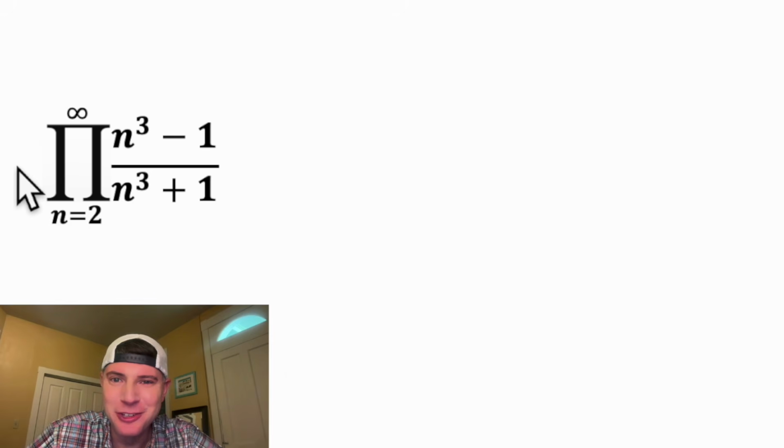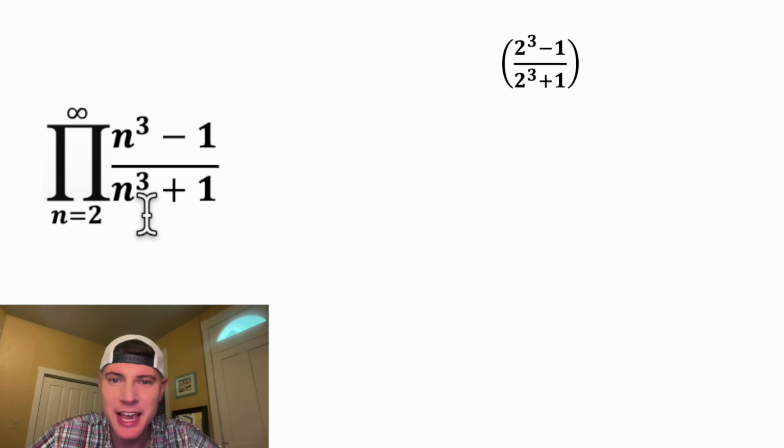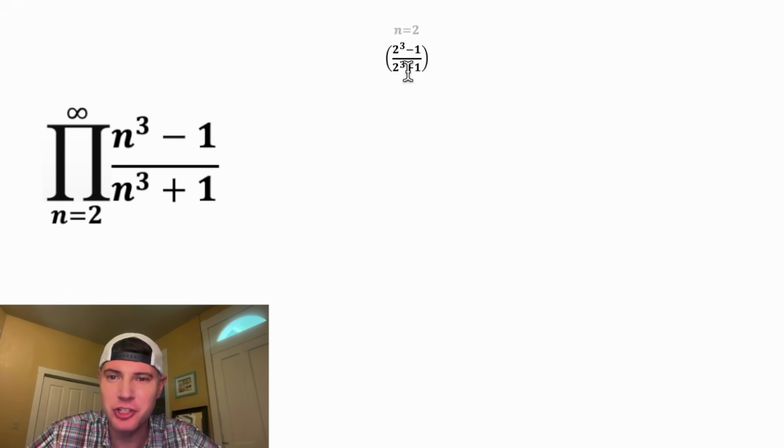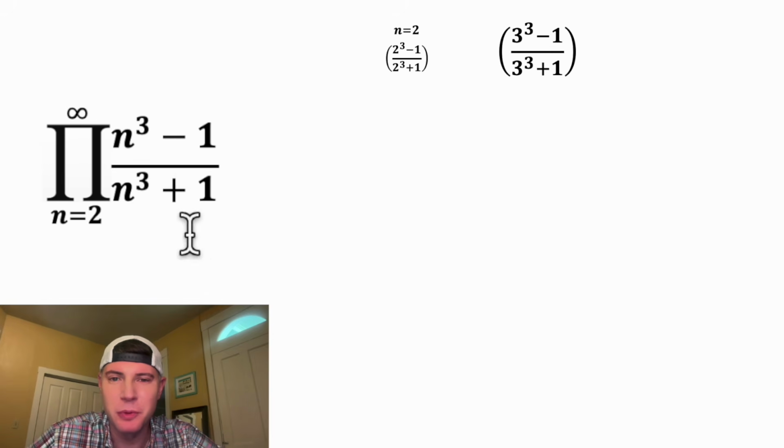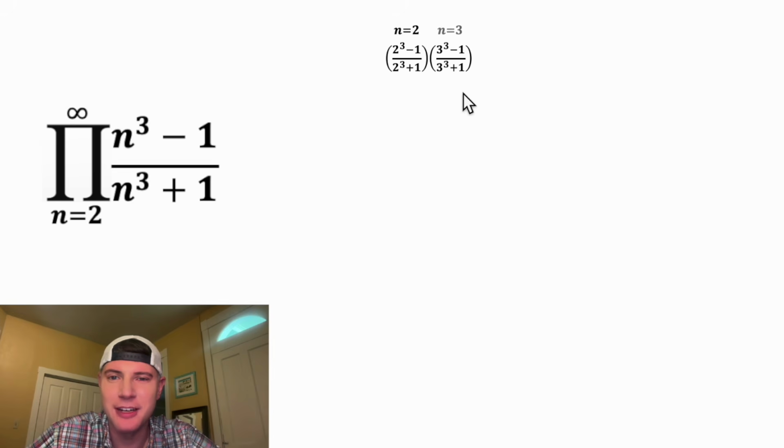This is called pi notation. The way this works is this 2 gets plugged into each of these ends, giving us 2 cubed minus 1 over 2 cubed plus 1. And this is just going to be our first term, the n equals 2 term. And then we're going to do the same thing for 3. So we end up with 3 cubed minus 1 over 3 cubed plus 1. And that's for the n equals 3 term.